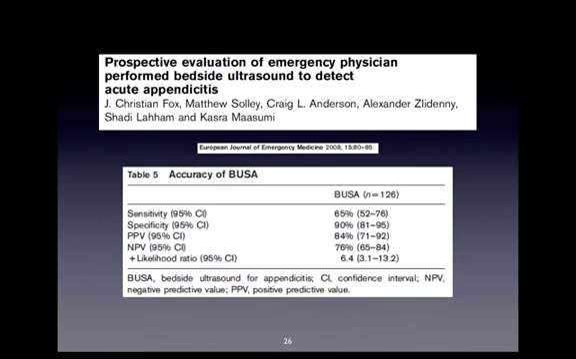Fox and colleagues looked to answer the question, what is the diagnostic accuracy of EM-performed ultrasound for the diagnosis of appendicitis? After a one-day course where EM residents and attendings were taught the protocol and using the features of internal diameter of greater than 6 millimeters, non-compressibility, and lack of peristalsis, they found a sensitivity of 65% for diagnosis of appendicitis and a specificity of 90% for EM ultrasound diagnosis of appendicitis.